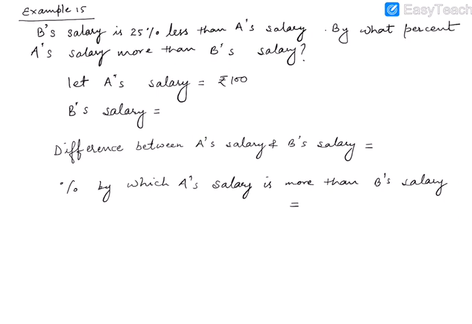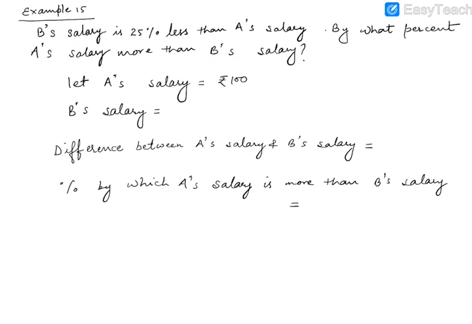This is example number 15, and this example is the same as example number 14. In example number 14, it was given that X's salary is more than Y's salary. Here it is given that B's salary is less than A's salary. So both the questions are the same. We'll try to understand these questions.